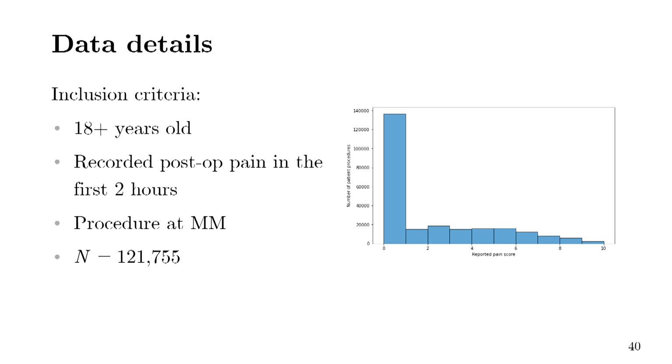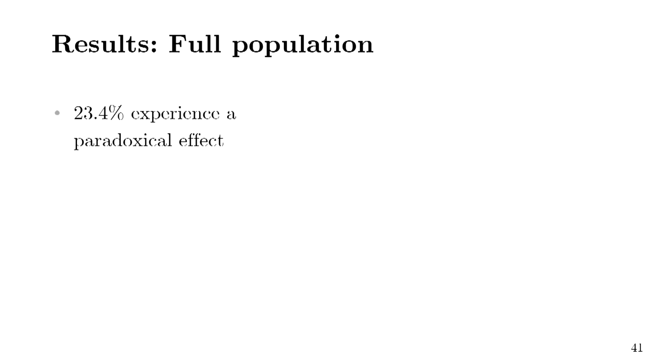Some inclusion-exclusion criteria, I'm happy to talk about these offline. The thing that is interesting that we're finding, and this is still very much work in progress, so take this all with a grain of salt, is that about 20% of the population experiences a paradoxical effect, where their postoperative pain increases if you give them an opioid.